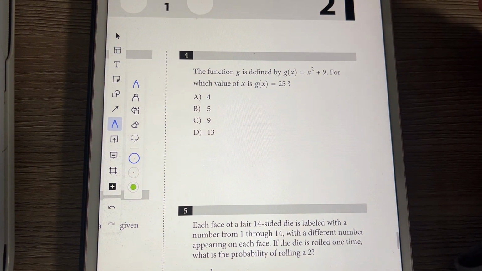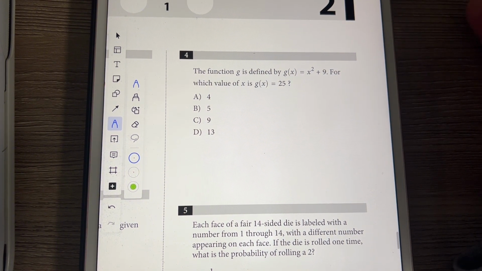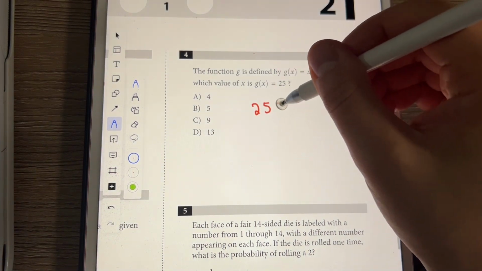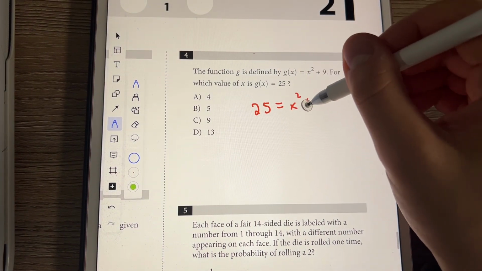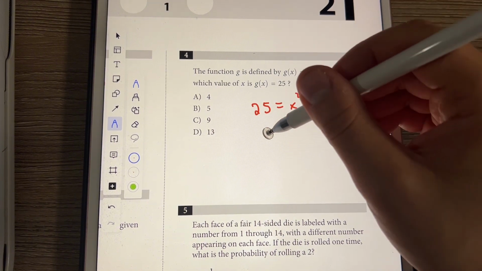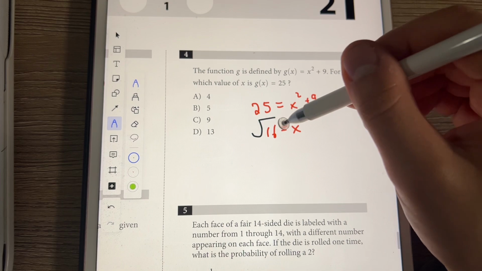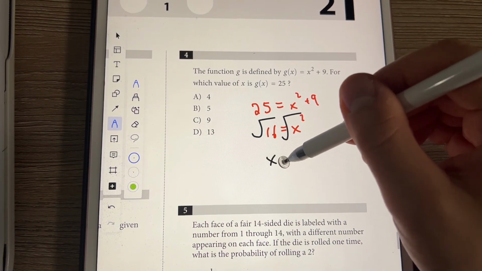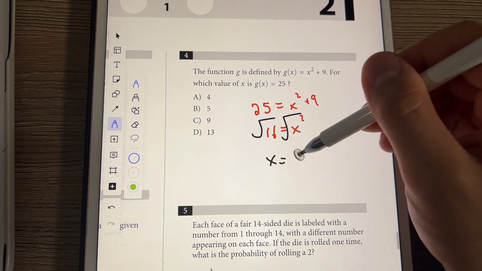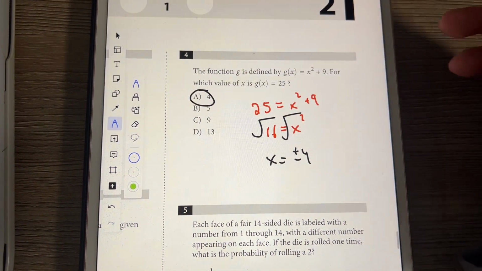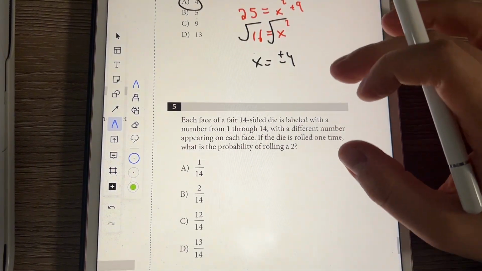The function g is defined by g of x is equal to x squared plus 9. For which value of x is g of x equal to 25? I'm going to plug in 25 for g of x is equal to x squared plus 9. I'll subtract 9 on both sides. 16 is equal to x squared. Now I'll square root both sides to get x alone. X is going to equal, because we're taking the square root of a square, plus or minus 4, but the only option available here is A. Let's go on to question number 5.